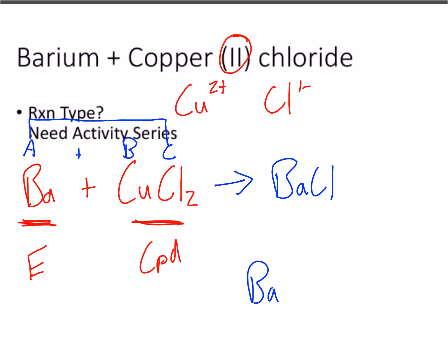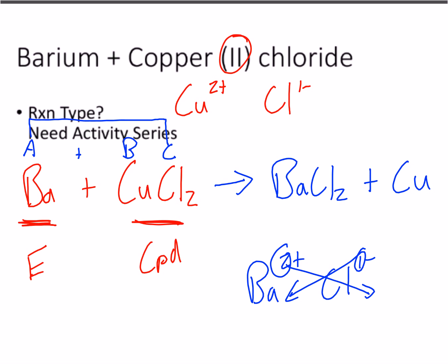What's the charge on Ba? 2 plus. Chloride we said was 1 minus. So is it going to be the same this time? Yeah, it will be this time. But it may not be the same every single time. Don't assume they're going to have the same subscripts when you're predicting products. And then what's going to be by itself? Copper. Balance the equation.